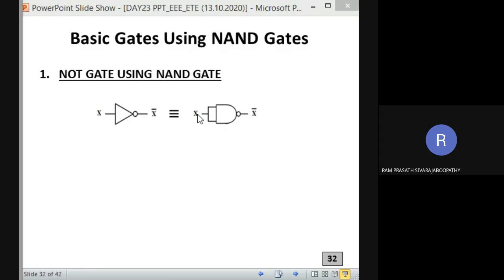What is X dot X? According to the Boolean theorem, what do we say for X dot X? X dot X is X only. So X dot X whole bar is nothing but X bar. Is it clear for everyone? So if we want a NOT gate, what should we do? Short the inputs of the NAND gate and give the single input. So we will get the complement of the input at the output. Is it clear for everyone? Yes? Okay. Next.